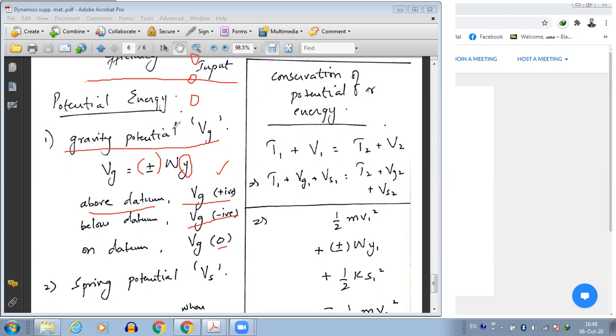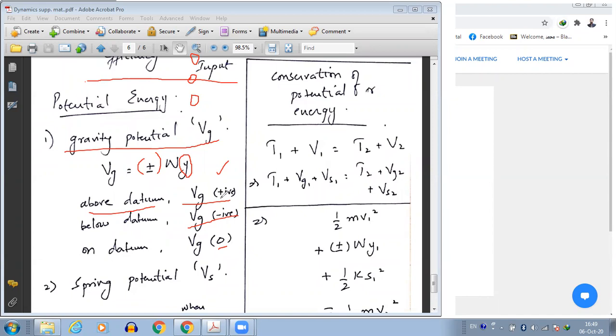When an object was moving up, what do you think? Was work positive or negative? Negative. It was negative. When an object was moving up, work was negative. But here, when an object is above the datum, gravity potential is positive. It's entirely opposite to it. It's a different concept. Don't mix it with the work.